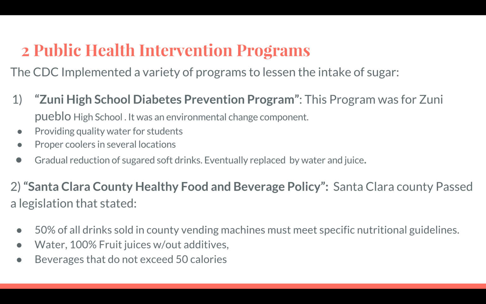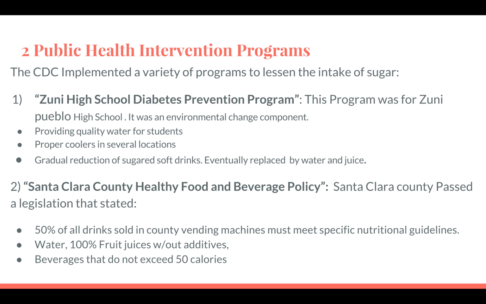So, the CDC implemented two programs that I really liked. One was the Zuni High School Diabetes Prevention Program. This program took place in a school that was primarily American Indians. It was an environmental change component, and what they did was they added quality water for students and proper coolers in several locations. When they did this, they also started gradually reducing the amount of sugary and soft drinks in the vending machines to a point where they completely removed all of them and eventually replaced them with water and juice. And the kids were completely fine with it.